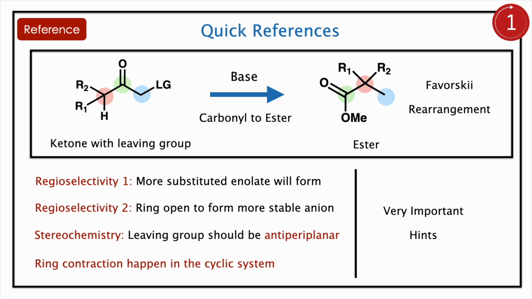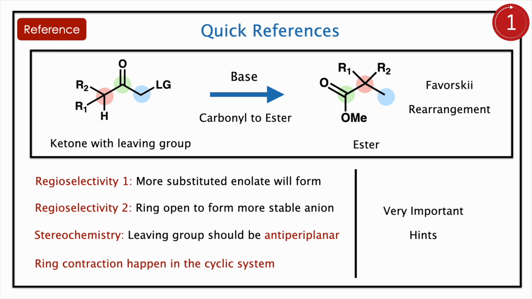For reference, I have given some quick facts. Favorskii rearrangement means a ketone with a leaving group on one side and an acidic hydrogen, or enolate hydrogen, or alpha hydrogen on the other side. When you use a base, it converts into the ester. The groups migrate, so you will get rearrangement. Two important regioselectivity points: one is that the more substituted enolate will always form; second, the ring opens to form the stable anion. The leaving group should be anti-periplanar. Ring contraction happens in cyclic systems. This is all for quick reference.